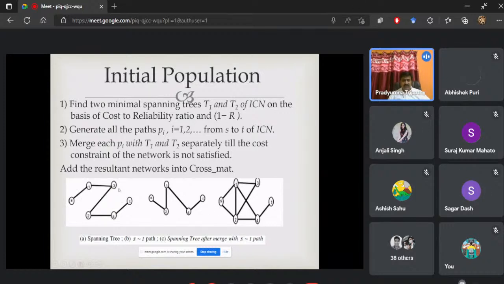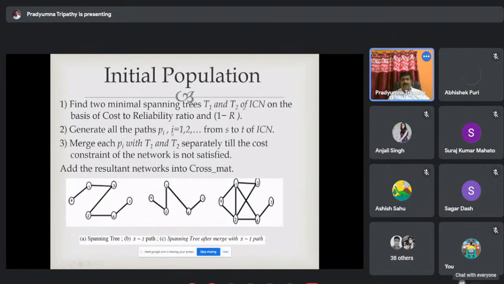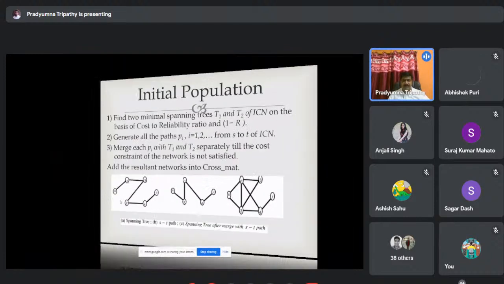Now look over here. We generate all paths from S to T, so n number of paths are generated, right? So what do we do? We merge each path with T1 and T2. Correct? So this is the spanning tree which connects all the nodes. This is a path from S to T. So this is a spanning tree and this is a path. We'll merge the path with the spanning tree so that the resultant network is this one. You can see that this edge was not there, it is being added. The edges which were not there but are present in the path are added. So this is the resultant of adding a path to the spanning tree.